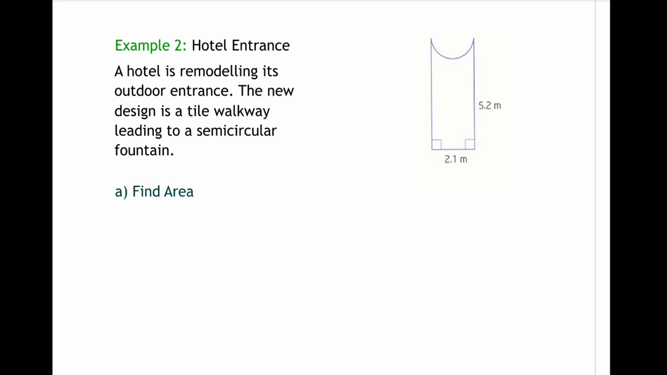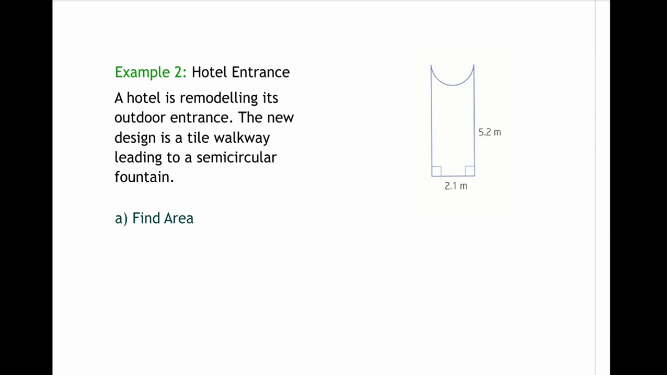Example 2 is looking at a hotel entrance. A hotel is remodeling its outdoor entrance. The new design is a tile walkway leading to a semicircular fountain. The first thing I want to do is find the area. So I have my diagram here.